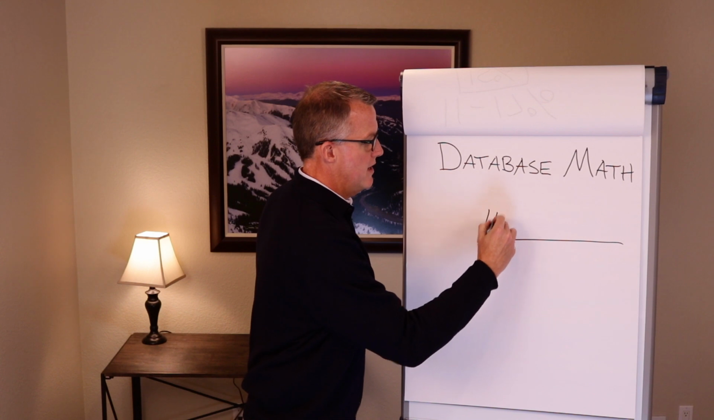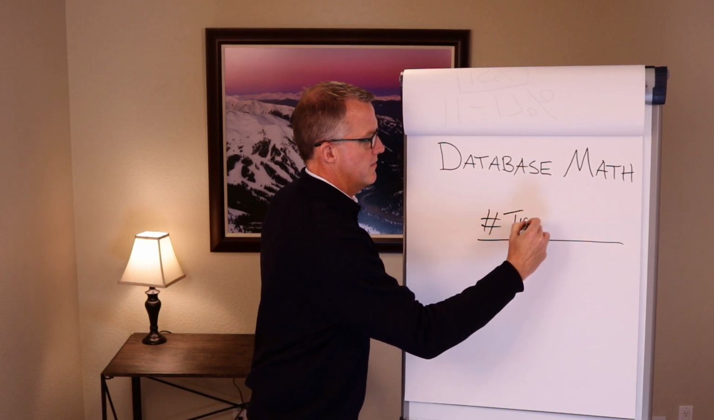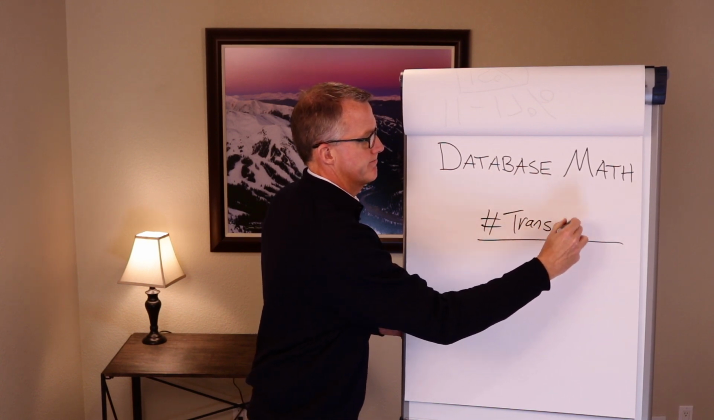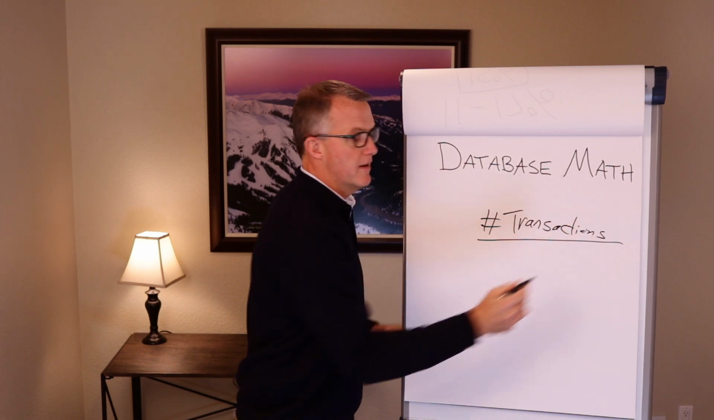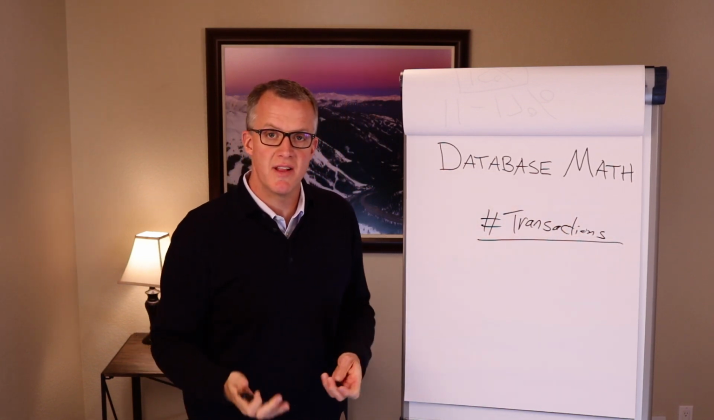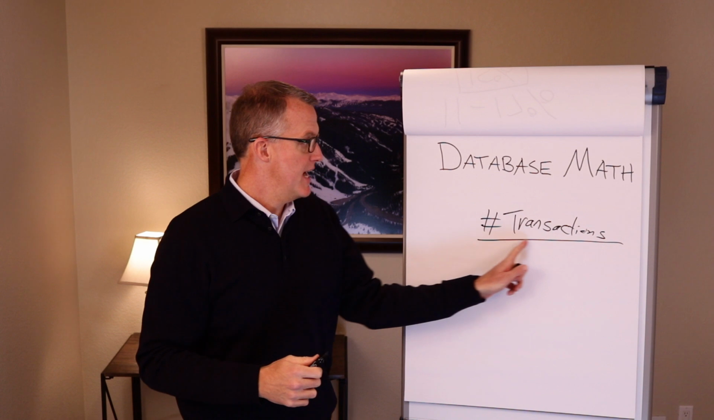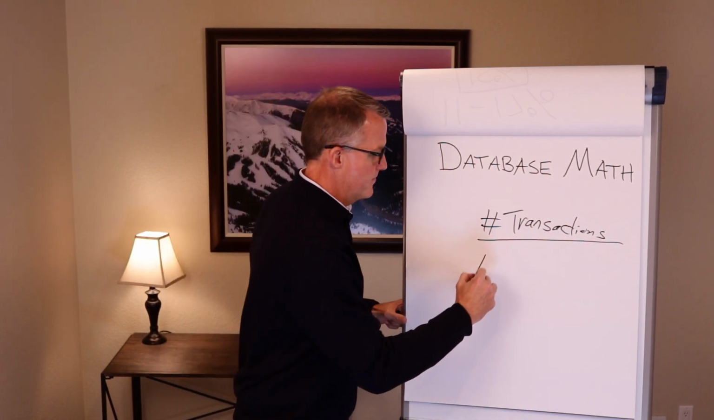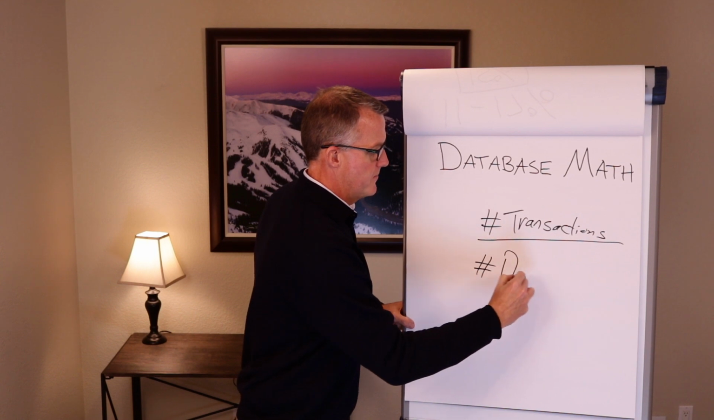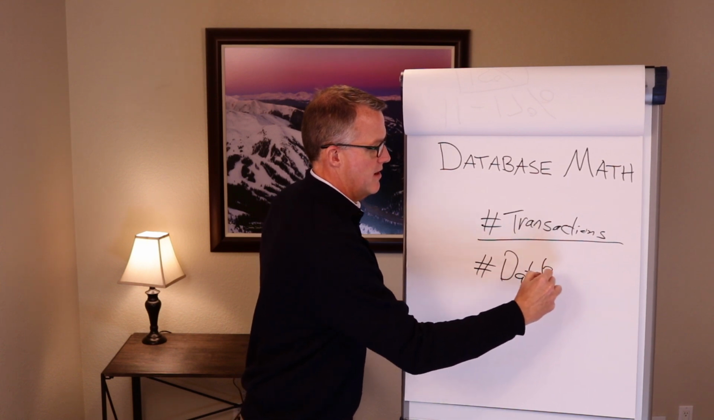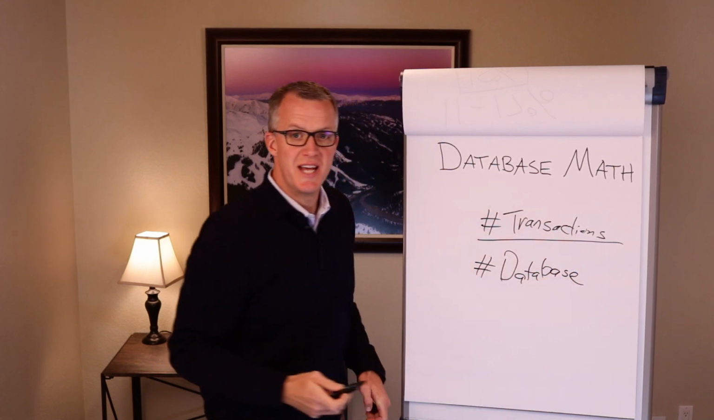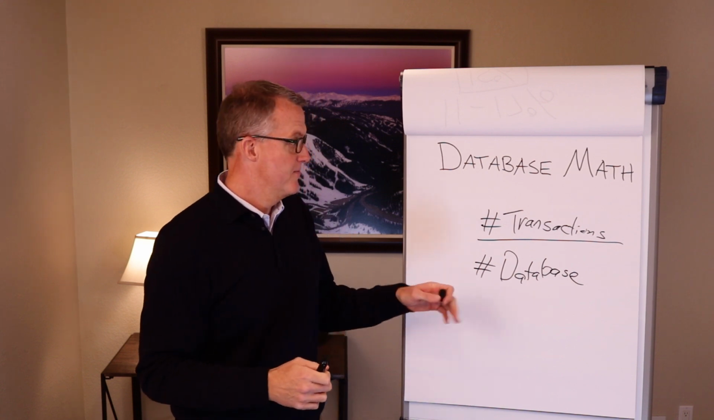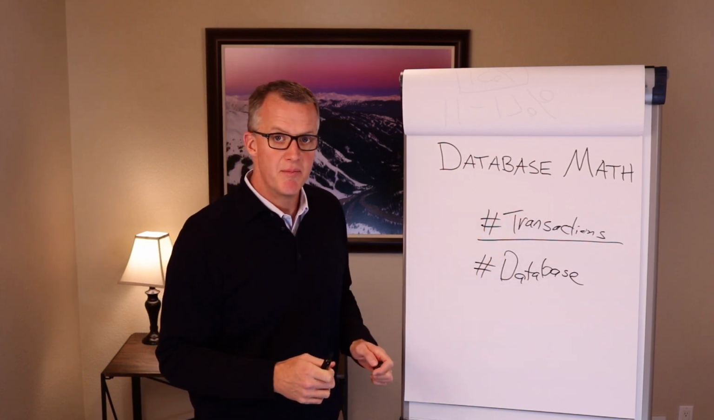You look at the number of transactions over the last 12 months. So over the last year, how many transactions did you close? I want you to divide that by the number of people that are in your database. How many people are in your database? So, number of transactions divided by number of people in your database.